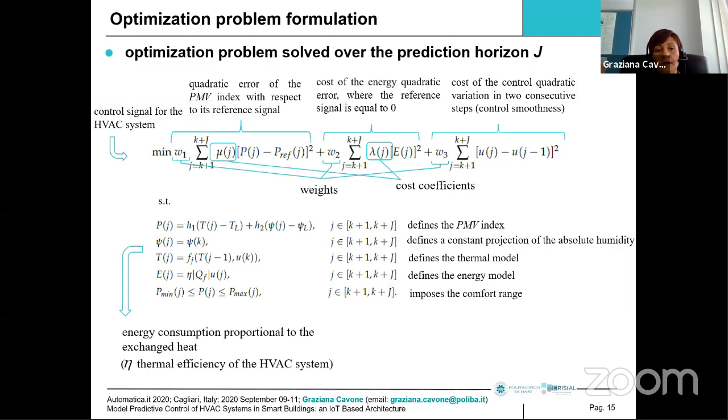The optimization problem consists, of course, in the minimization of various terms. In particular, we have the minimization of the quadratic error of the PMV index with respect to its reference signal, the cost of the energy quadratic error, where we have a reference signal that is equal to 0, and the cost of the control quadratic variation between consecutive steps, because we want to ensure the smoothness of the control action. Such an objective function is subject to various constraints that fundamentally regard the PMV index and the projection of the absolute humidity, of course also the thermal and the energy model, and we also impose the comfort range regarding the PMV index. The energy consumption, of course, is proportional to the exchanged energy.